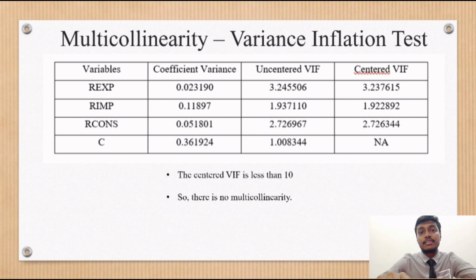Next is multicollinearity. First, we apply the detection test of multicollinearity, which is the variance inflation factor. If the value is equal to or greater than 10, it means there is presence of multicollinearity. If the value is less than 10, it means there is no presence of multicollinearity in the model. So from the table, we can see that the variance inflation factor is 3.237615. So we can conclude that there is no presence of multicollinearity in the model.